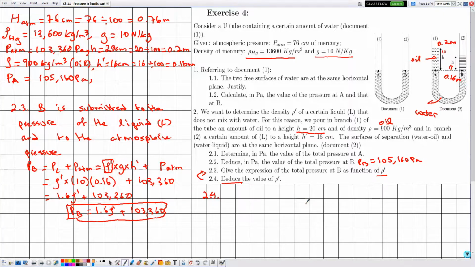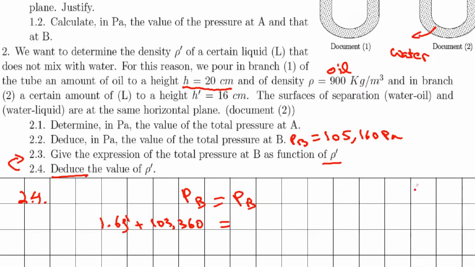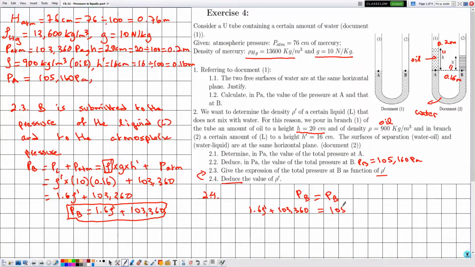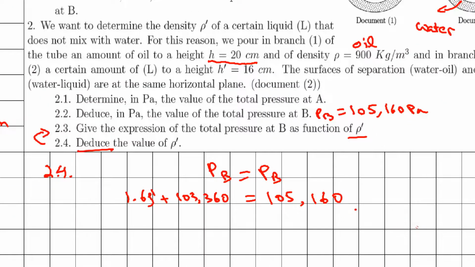Then in this case the equation is given by PB is equal to PB. So on the left hand side we know the expression of PB in terms of rho prime, which is given by 1.6 rho prime plus 103,360. And on the right hand side, we know the numerical value of PB, which is given by 105,160. Now in this case, we have obtained a linear equation and one unknown. The unknown is rho prime.